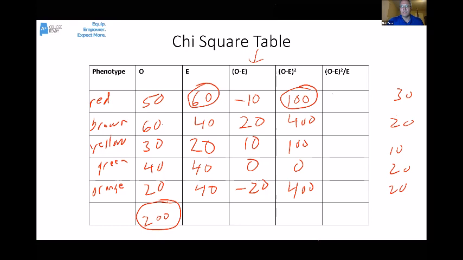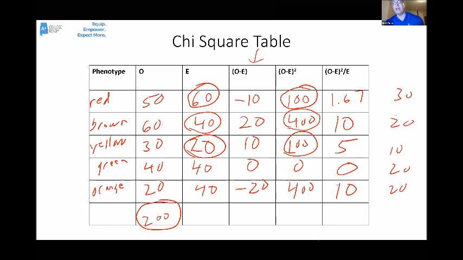So that's 1.67. All right. Then this one would be 400 divided by 40, 10. 100 divided by 20, 0 divided by 40, and 400 divided by 40. All right, so we filled out our table.